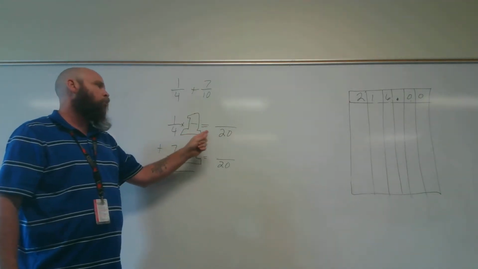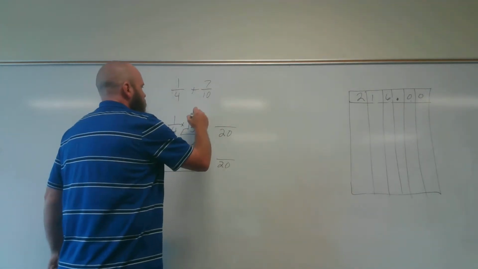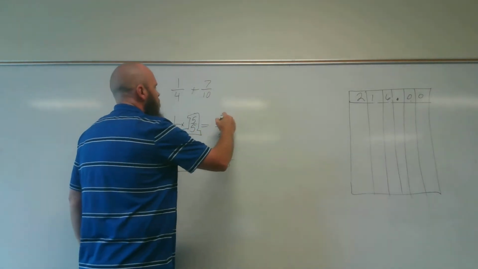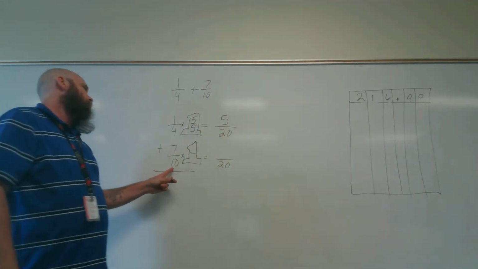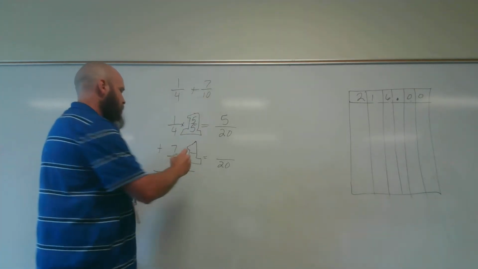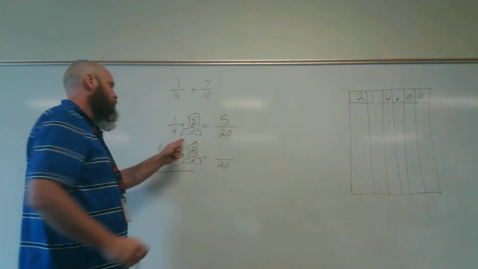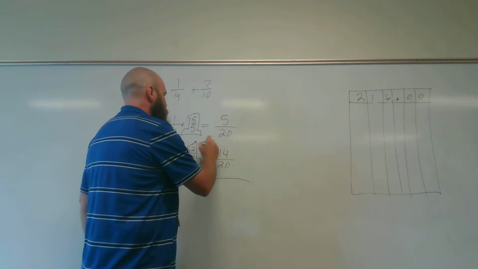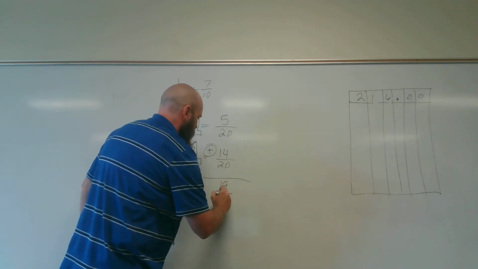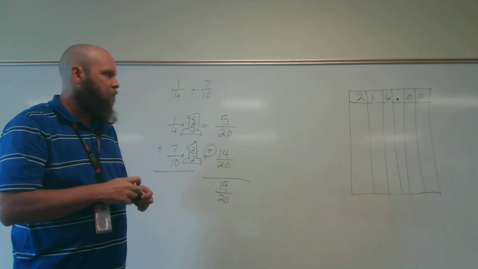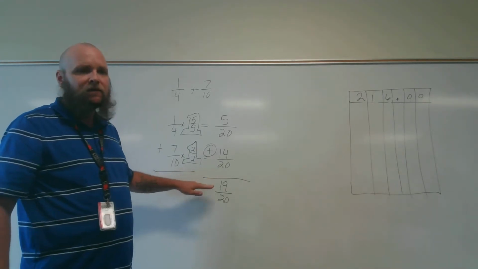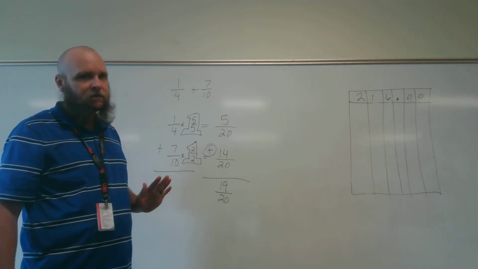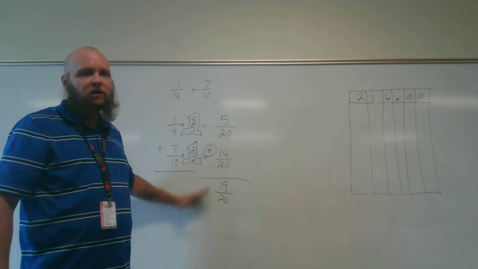So what did I multiply by 4 to get 20? I multiplied by 5. And since I want this fraction to equal 1, 5/5. So this is going to be 5/20. What did I multiply by 10 to get 20? It is 2. So this is going to be 2 over 2, which makes it 14/20. It is an addition problem. We only add the numerators, denominator stays the same. 19/20. If the numerator and the denominator are within 1 and it's a proper fraction, then it's already simplified.